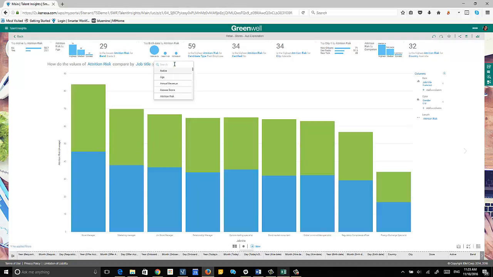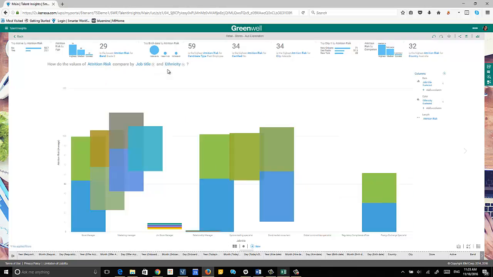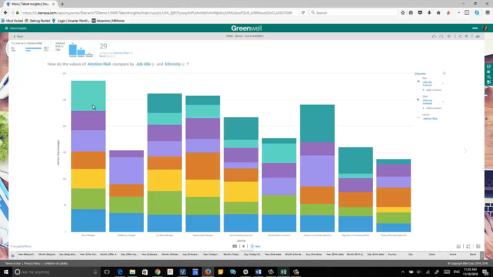But we can also explore other attributes, so maybe it's not their gender, but maybe it's their ethnicity that's causing them to leave. You can see here now I've got a visualization of that, and I can see that I have a problem with my Irish population. My Anglo-Saxons are very likely to stay, but have a high attrition risk with my certain demographics. So maybe I want to address that in what I'm doing.